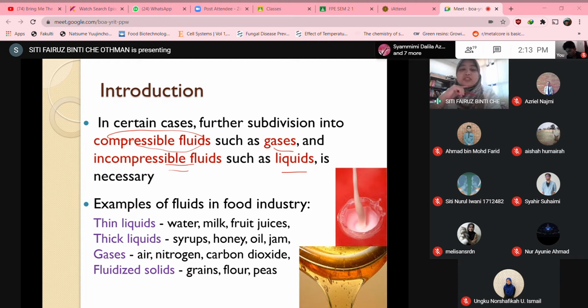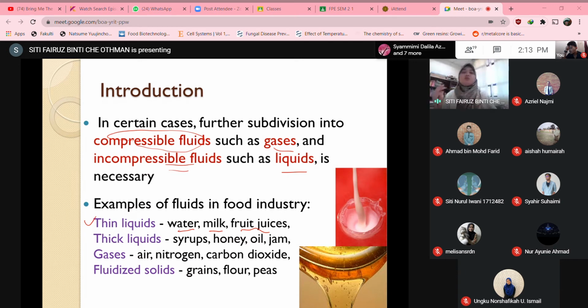So examples of fluids in the food industries, like thin liquids. Like I told you before, not all samples have properties like water. You will be dealing with different types of liquid with different thickness, or viscosity. So you need to understand this particular fluid before you solve any problems later. You need to understand the raw materials involved. For example, thin liquids like water, milk and fruit juices, which are really not that thick.